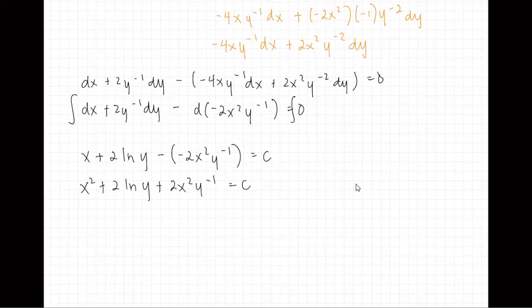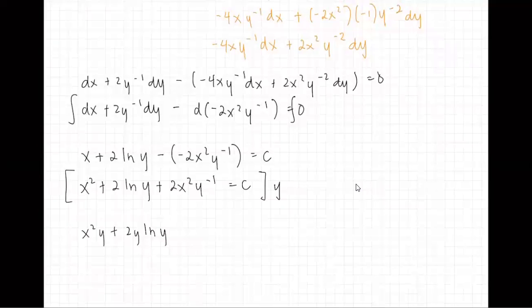Or pag minultiply natin by both side by y, para mawala lang yung negative exponent. So we have x squared y plus 2y ln y plus 2x is equals to cy. Okay, so this will be our final answer.